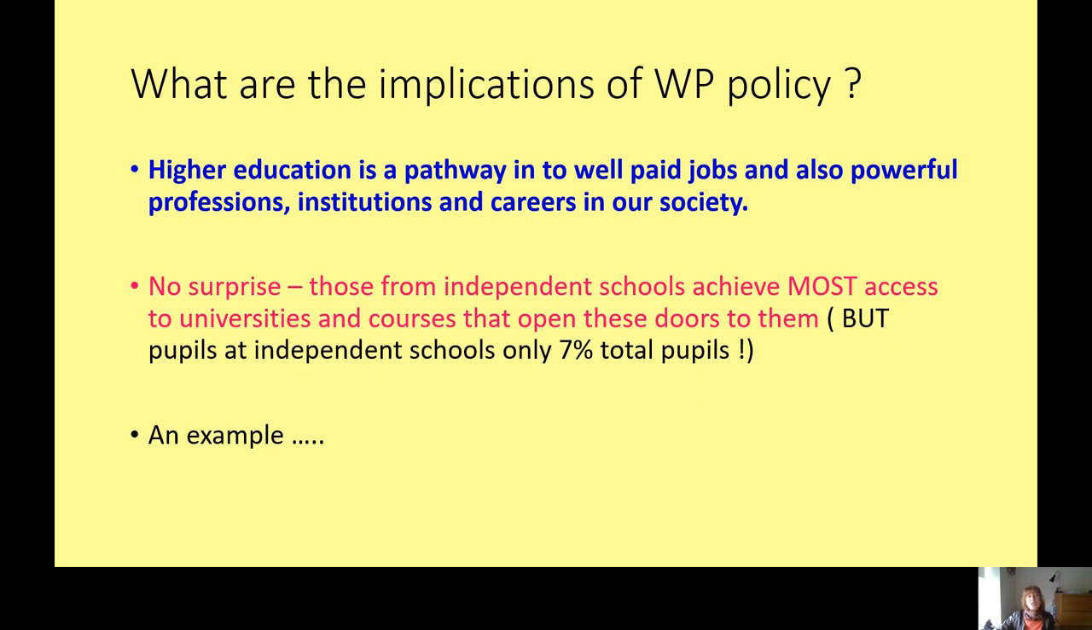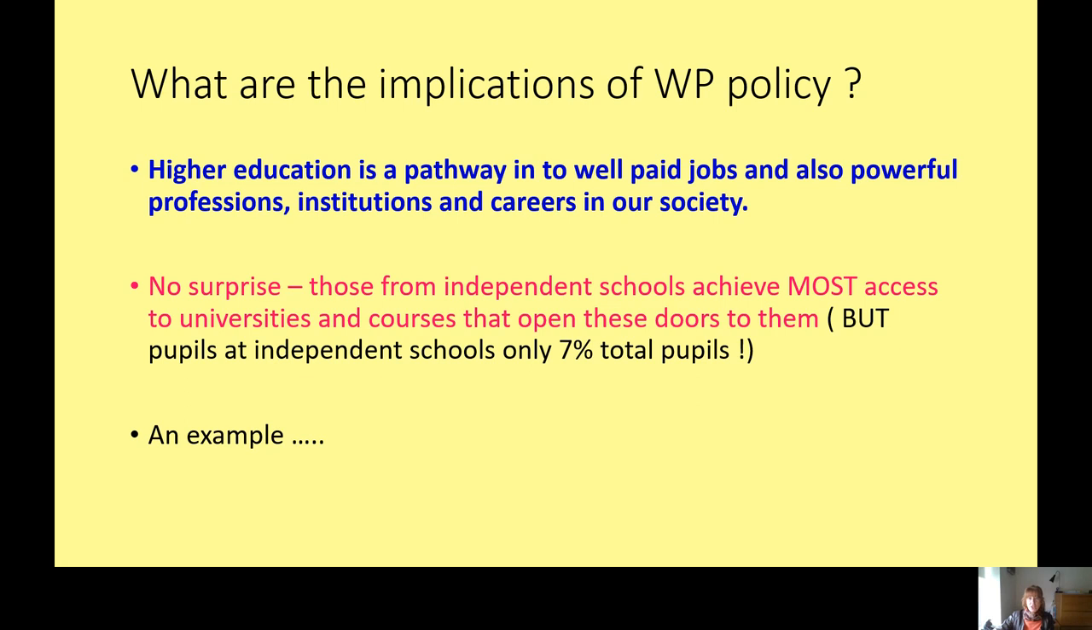So what are the implications of widening participation policy? Why have governments in the past 20 years or so considered it to be important? Well, higher education is a pathway into well-paid jobs and also the most powerful professions and institutions in our society in Britain. It probably comes as no surprise to you if I tell you that those people from independent schools achieve the most access to the highest universities and the courses that open the doors to the best paid jobs and the most powerful positions in society. But pupils at independent schools only make up around about 7% of total pupils.